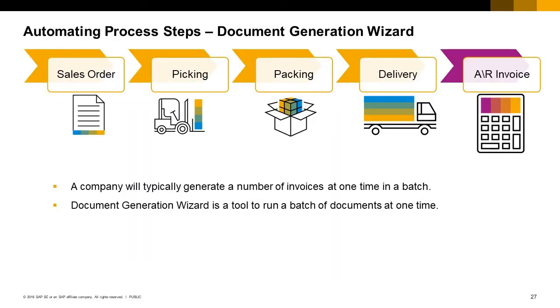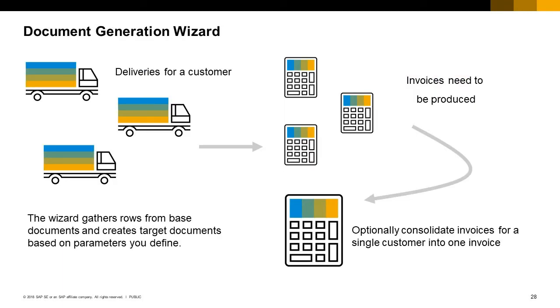A company will typically generate a number of invoices at one time in a batch. The document generation wizard is a tool to run a batch of documents at one time. The wizard follows a simple process used for gathering rows from base documents to target documents, based on several user-defined parameters. Examples of the parameters that exist are target document type, posting date, document date, items, or service, and many more. This wizard can be used, for example, to produce a summarized AR invoice for a customer, containing all delivery notes that were created for the customer over the past week. It is a simple yet effective method of summarizing data to reduce data input.